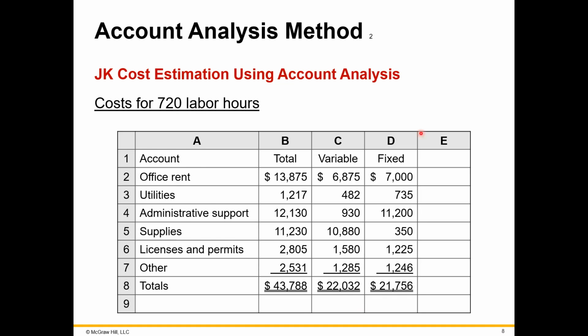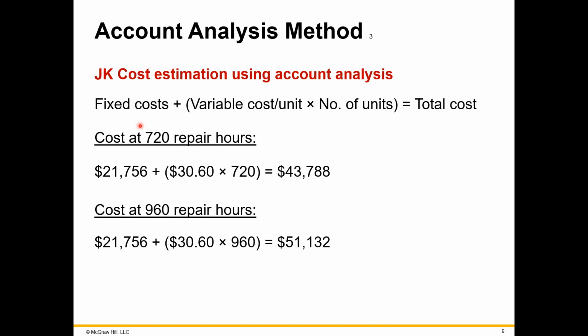So now that we have our fixed cost and our variable cost per unit, we can plug those numbers into our formula that we've used over the last several chapters. Remember that our total costs given to us was $43,788. We were able to plug in the total fixed cost of $21,756, and then dividing the total variable costs by the number of labor hours gave us $30.60.